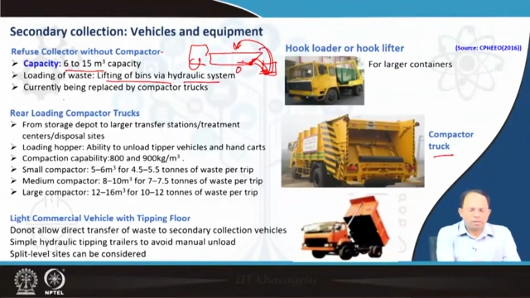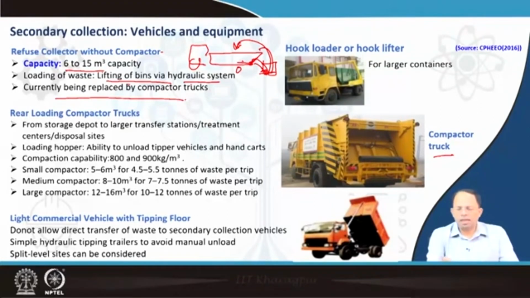Currently, this kind of vehicles are being replaced by compactor trucks, and lifting is done via hydraulic system. And I missed this. This is a hook loader or hook lifter. Same as the previous one where we were using the skip loaders. This is the same thing, but for larger containers we use this kind of chain system for loading or lifting garbage containers into the vehicle.